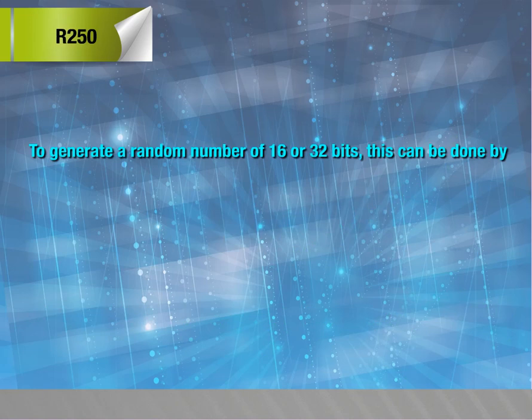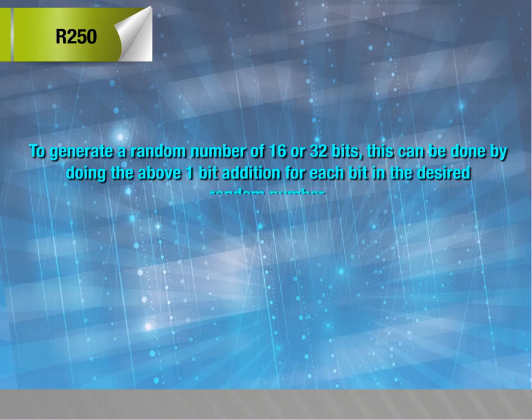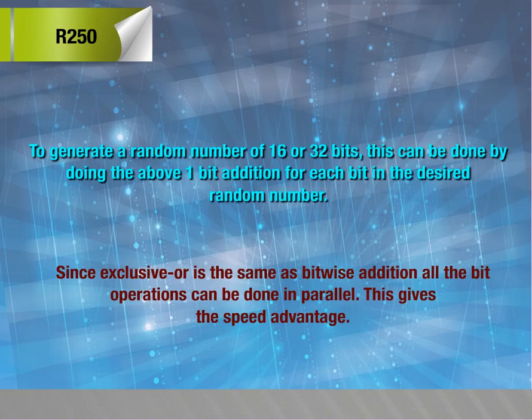To generate a random number of 16 or 32 bits, this can be done by doing the above 1-bit addition for each bit in the desired random number. Since exclusive OR is the same as bitwise addition, all the bit operations can be done in parallel. This gives the speed advantage.